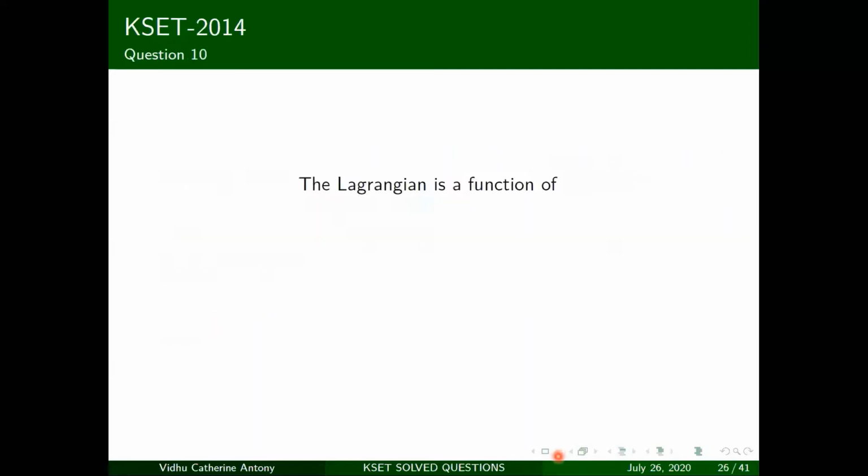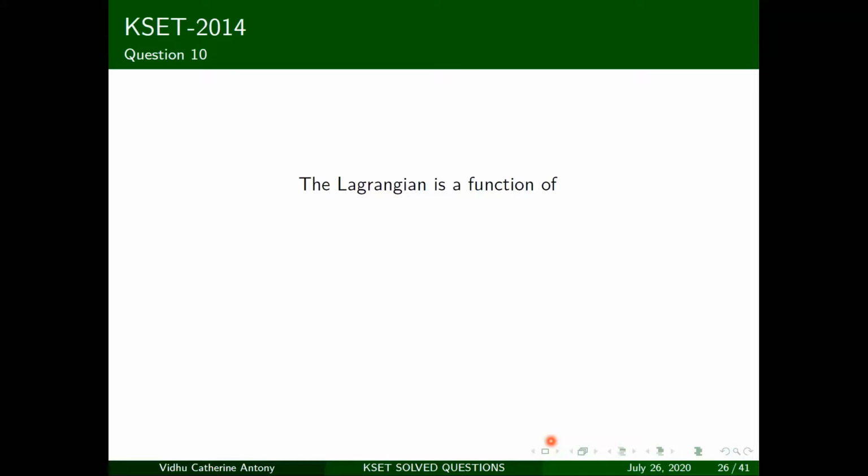Okay, so that's that. Now this is very easy. The Lagrangian is a function of what? This you all know by now. Basically it's a function of those particular generalized coordinates and the derivatives. Let's just talk about it that way.